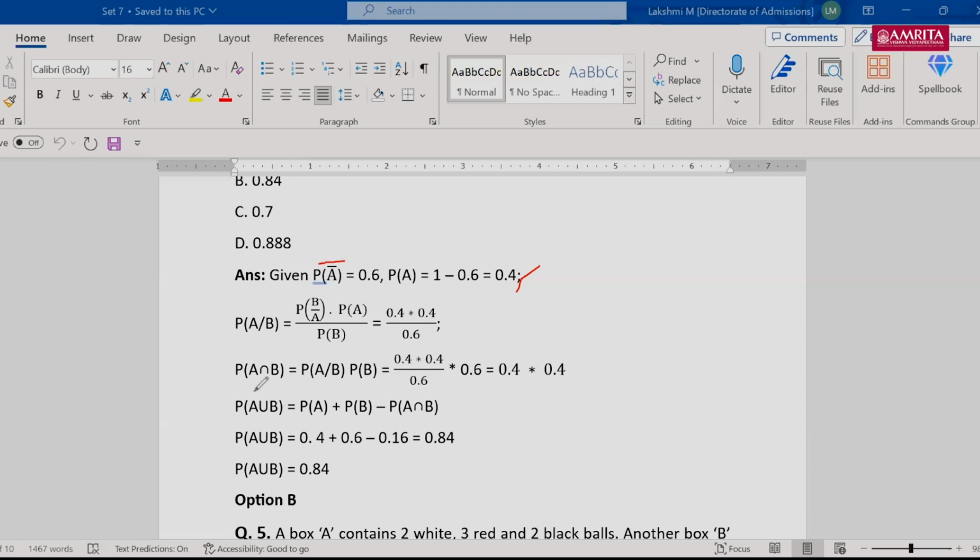So you'll get this as 0.4 into 0.4. Now, as you have all this, you could just substitute for A union B, which is equal to P of A plus P of B minus P of A intersection B. So 0.4 plus 0.6 minus 0.16, which is equal to 0.84. Those who have given the answer as 0.8, maybe you have not taken the other digit. That might be the reason. Or 0.88, please do check it again. So, a very simple question.